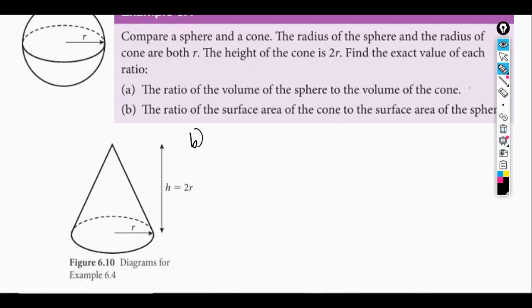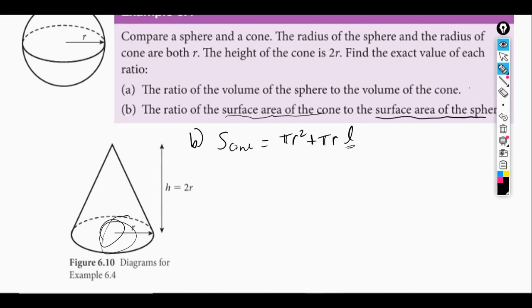So for part B, they want us to find the ratio of the surface area of the cone to the surface area of the sphere. So let's start with the surface area of a cone. So the surface area of a cone is equal to pi r squared. That's the surface area of the base, which is a circle. Pi r squared plus pi r times L. Now L is the slanted height.